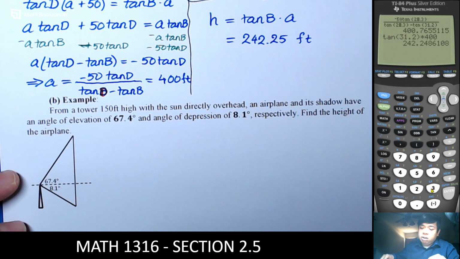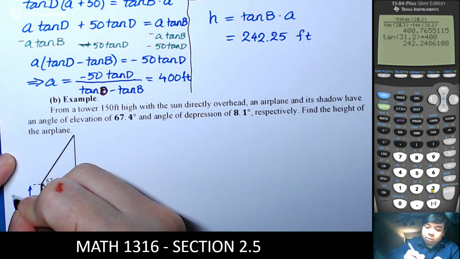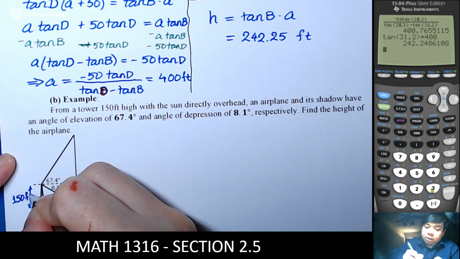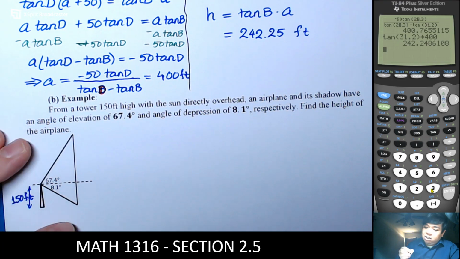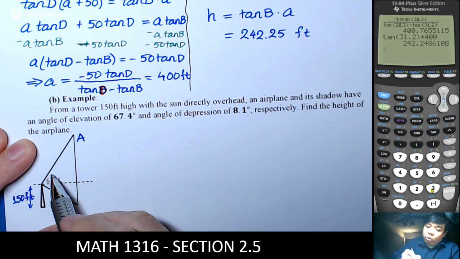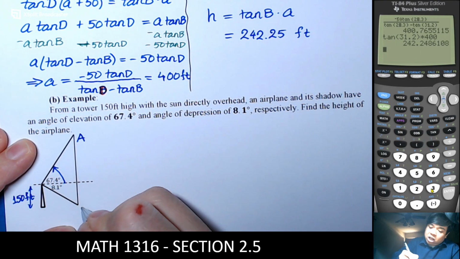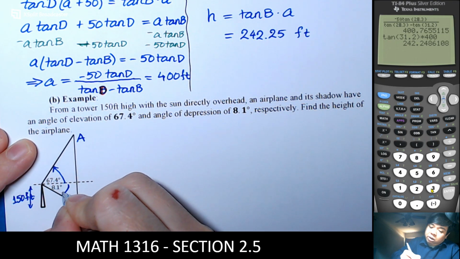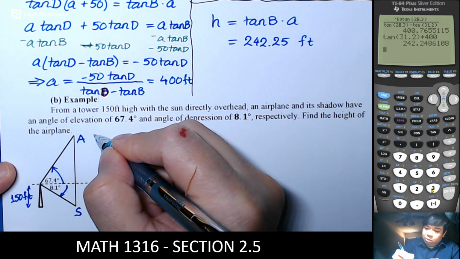A tower that is 150 feet in height. With the sun directly overhead, an airplane on top here casts a shadow and has an angle of elevation of 67.4. So this is the angle of elevation. And the angle of depression is 8.1 with the shadow. So the airplane here, the shadow here, the angle of depression is 8.1 degrees. Find the height of the airplane. So we are looking for this, right?